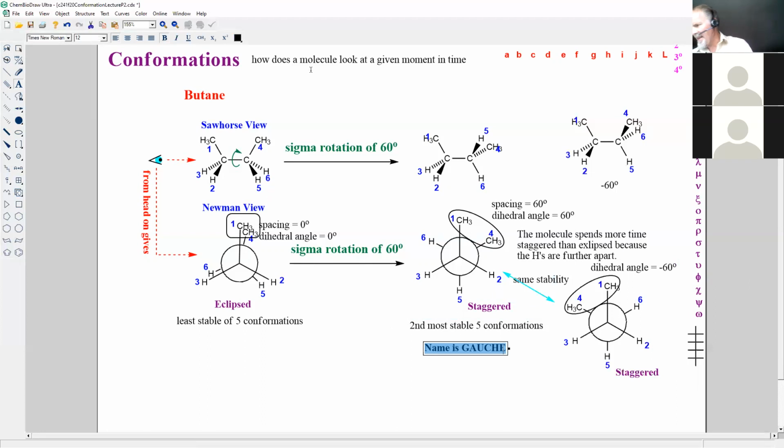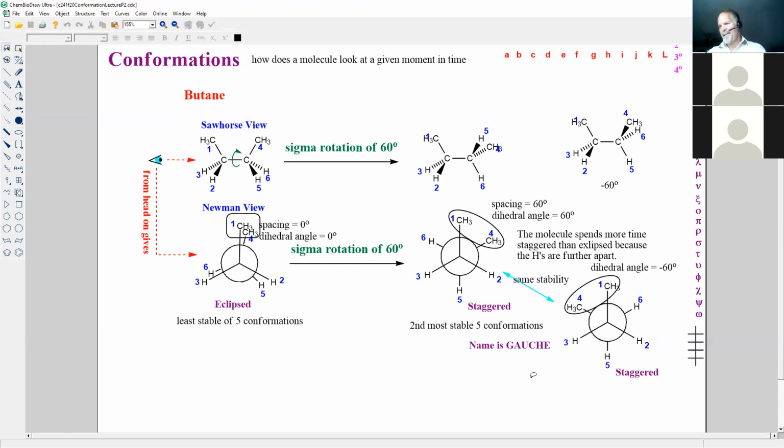Gauche is a French word. It means left, but this has nothing to do with left and right. In our language, English, we have stolen this French word. And if you're called gauche, it's not a compliment. It means you're uncultured, a little brusque and rough and not sophisticated. Anyway, nothing to do with gauche conformation, just words.